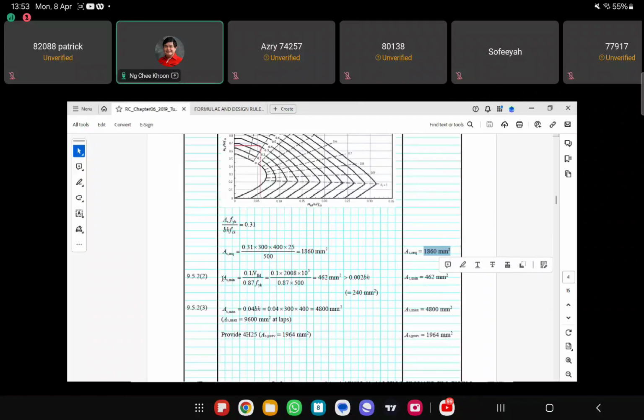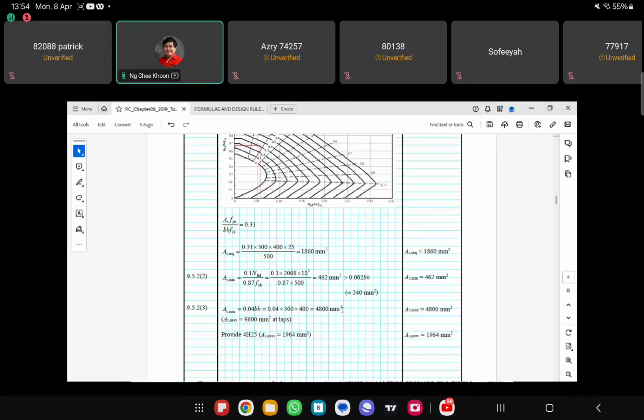Then I calculate my minimum reinforcement using this expression. So I know my axial force. I also know the yield strength of the steel. So this one is 462. And then if you calculate using 0.002 Ac, Ac is just b times h, the cross-sectional area of the column, it's 240. So 462 is greater than 240. So meaning that the minimum steel area is based on this 462.